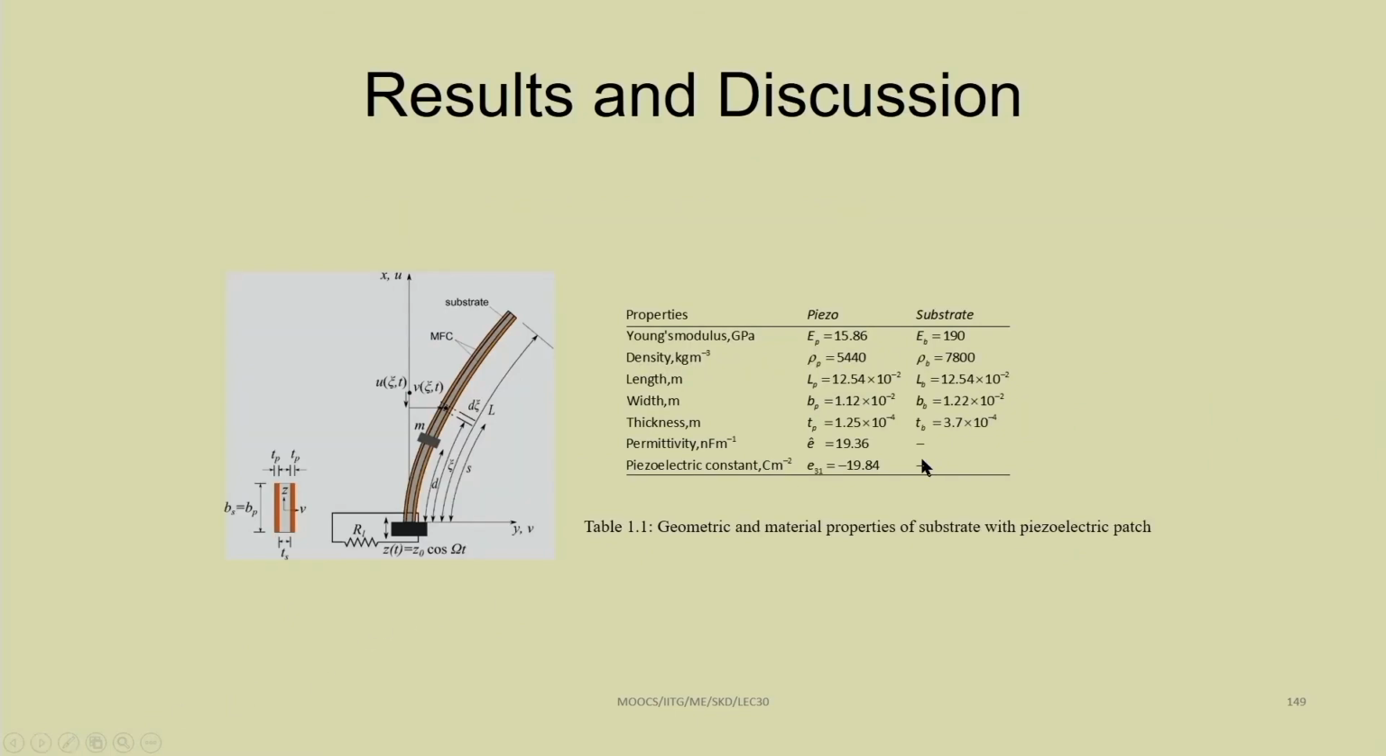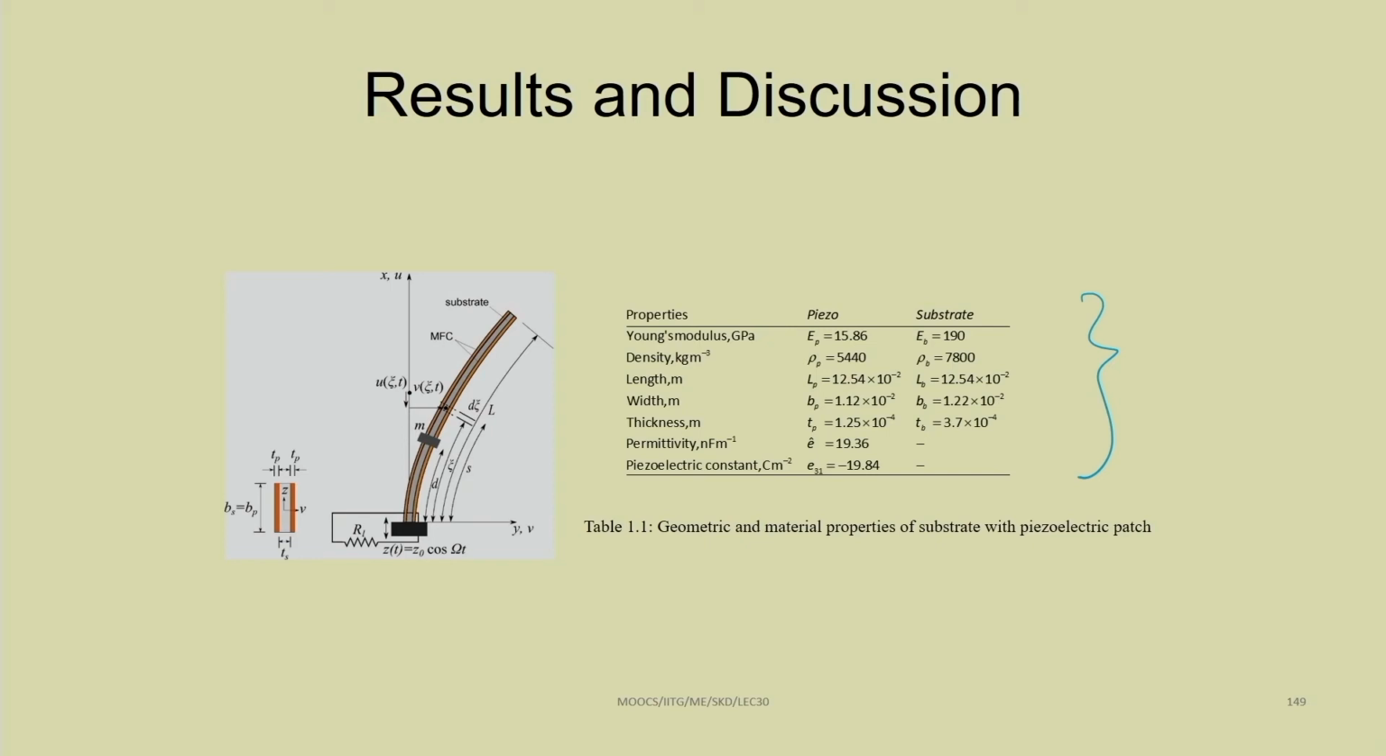For example, the material properties taken: for piezoelectric pads, the Young's modulus EP can be taken as 15.86 GPa. For the substrate, aluminum, it is 190 GPa. So, you see this piezoelectric patch has a very low Young's modulus.